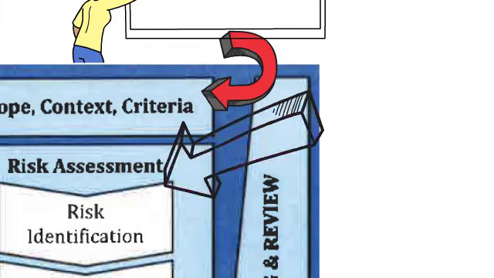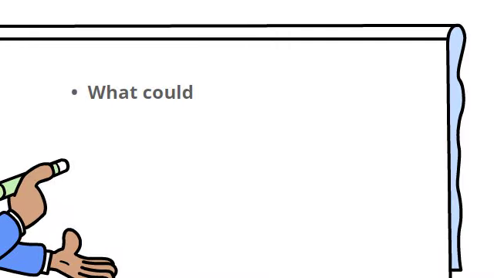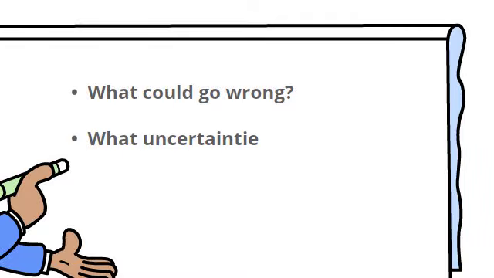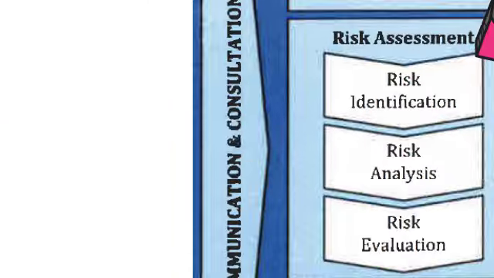Number 2, risk identification. Now identify potential risks, both threats and opportunities. What could go wrong? What uncertainties exist? What past problems have occurred? Use tools like brainstorming, historical data, or SWOT analysis. The aim is to build a complete list of possible risks.